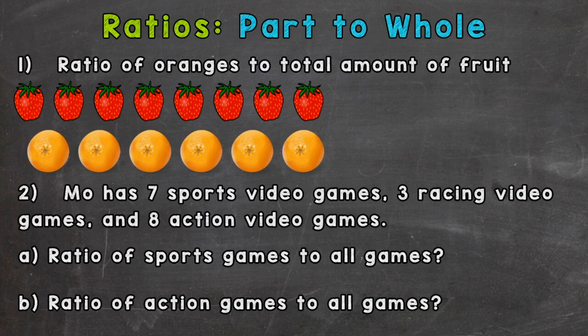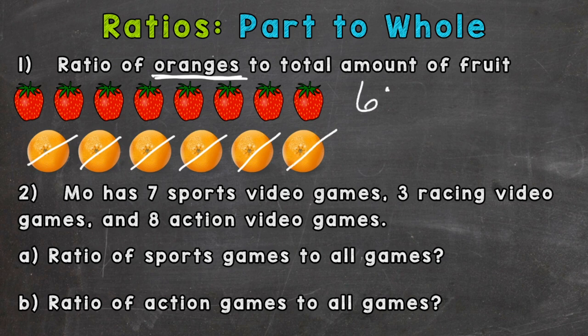And we need the ratio of oranges to the total amount of fruit. So remember, in ratios, order matters. So oranges comes first here in our problem, so it needs to come first in our ratio. So there are 1, 2, 3, 4, 5, 6 oranges to, now we need the total amount of fruit.